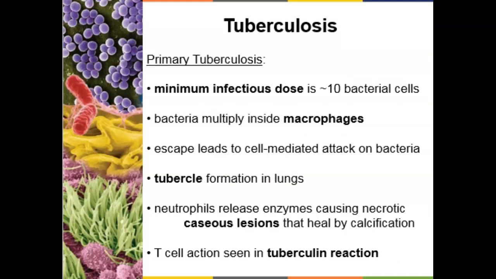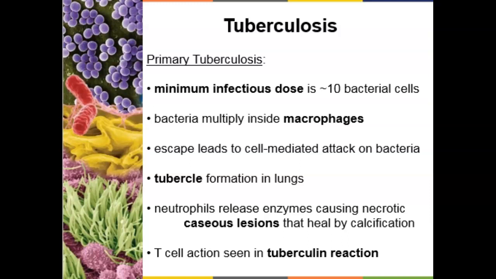All right, so primary tuberculosis. This is going to be the initial infection, and the minimum infectious dose is approximately 10 cells. So that is quite low in terms of its infectious dose. Just to have 10 bacterial cells is incredibly impressive. And the reason for this is that if the Mycobacterium tuberculosis gets down into the lungs, you have the alveolar macrophages that live there that are designed to be able to engulf, phagocytize any bacteria or garbage that is coming into the lungs.